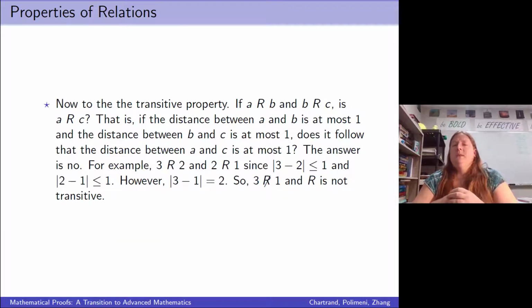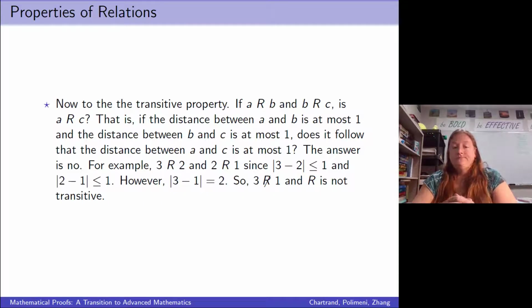Now, the transitive property. If you think about two real numbers that are less than 1 apart, and then another number that's less than 1 apart further away on the other side, it's pretty easy to convince yourself that this isn't actually a transitive property. So A is related to B, B is related to C, but A is not related to C. So to show that it's not transitive, all we need is one example.